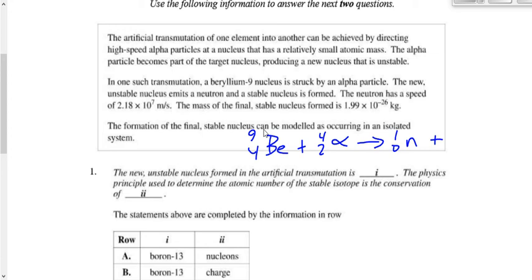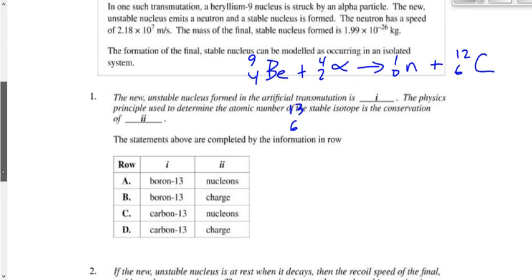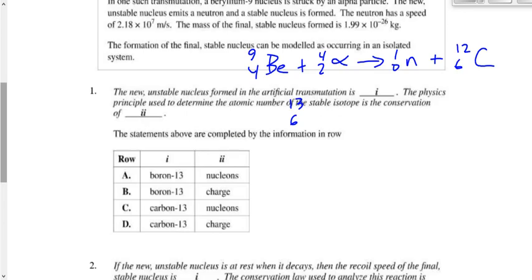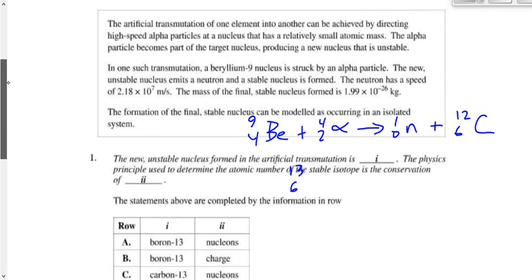What's that other stable nucleus? Well, on the left-hand side, 9 plus 4 is 13, 4 plus 2 is 6. So we have 13, 6 on the left-hand side. We have to have 13, 6 on the right-hand side. 1 plus 12, 0 plus 6, that would be carbon. Carbon 12 would, what's wrong here? What did I do wrong?